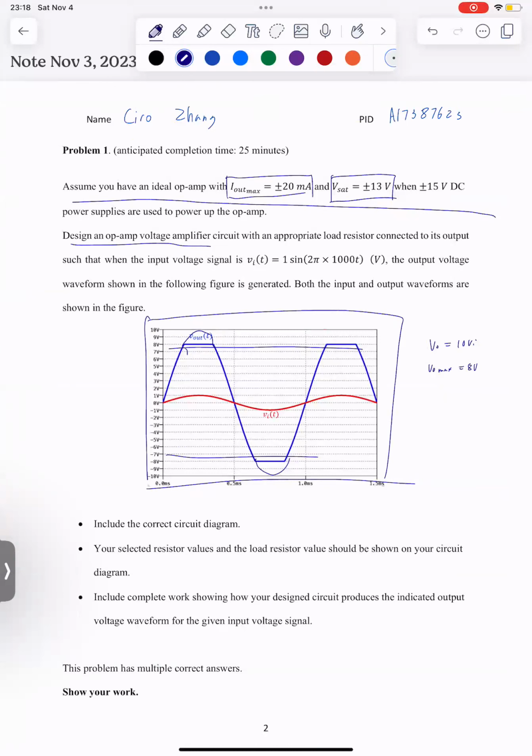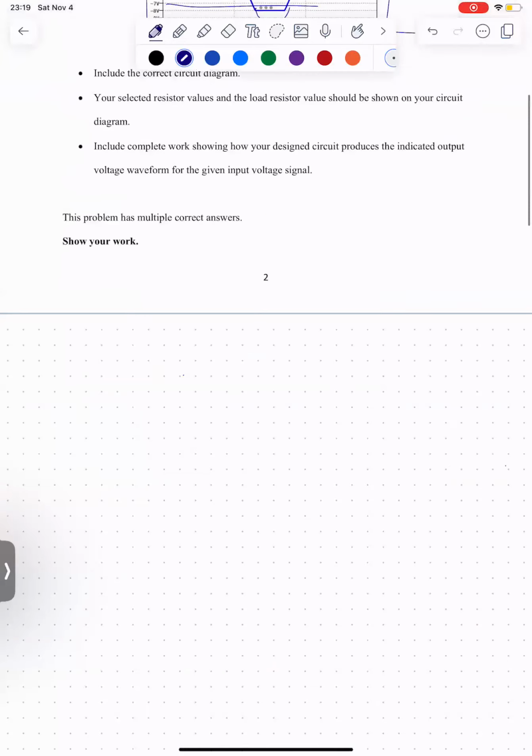So basically for this question, when we design our circuit, there are two things we have to consider. Number one, we will need two resistors to create this op-amp so that the output voltage is 10 times the input voltage. And we also need a load resistor so that, using IL max, it's going to limit the voltage at max 8 volts and minimum -8 volts. So now let's start working.